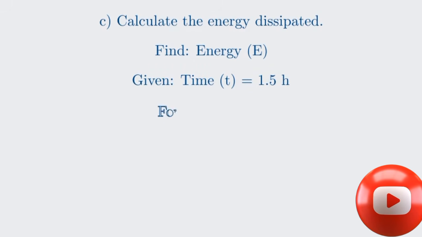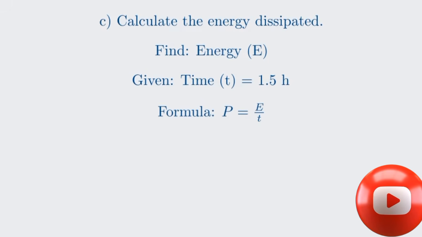Power is defined as the rate at which energy is transferred or dissipated. So, power equals energy divided by time, or P equals E over T. This means that power tells you how fast you're using energy. A 400-watt bulb uses energy 4 times faster than a 100-watt bulb.